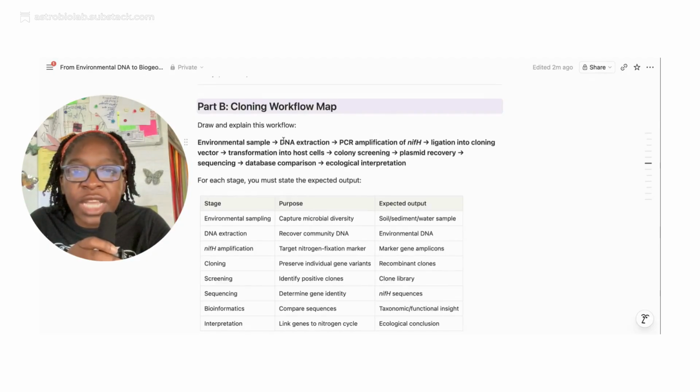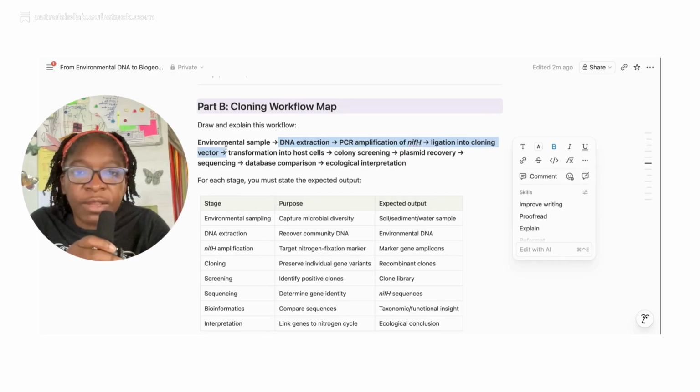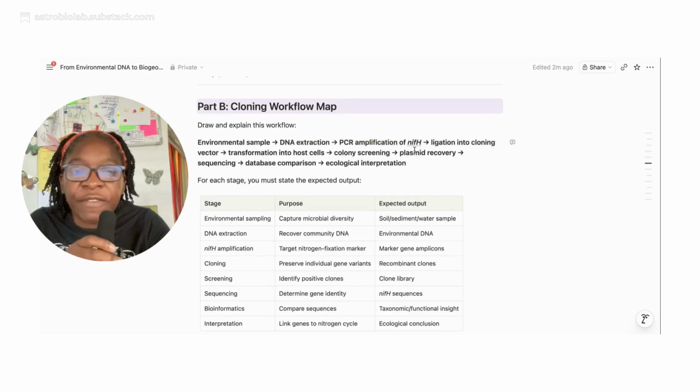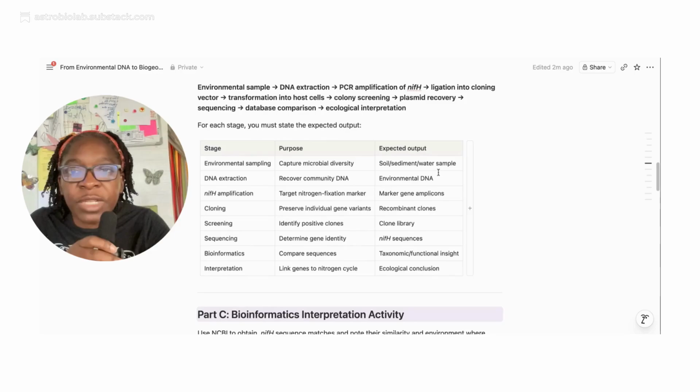So in this little exercise, we're looking at this section where you're actually cloning particular genes that are nifH genes into your plasmid. So at the end of this stage, you should be able to talk about the output. So if you're to cover this column here, you should say, okay, if it's environmental sampling, the purpose of this is to capture the microbial diversity. But how does that look? What is the output? It's a water sample, or it's a sediment sample, it's a soil sample.